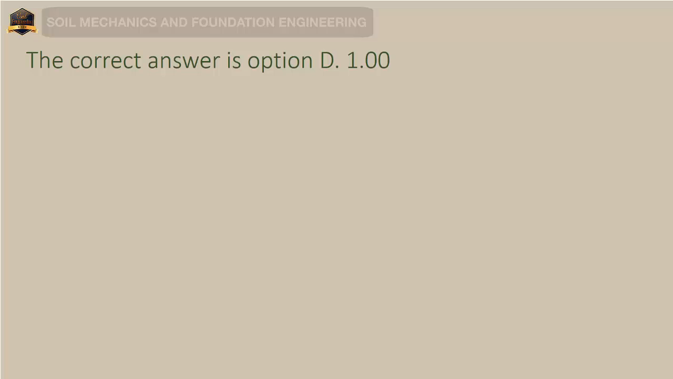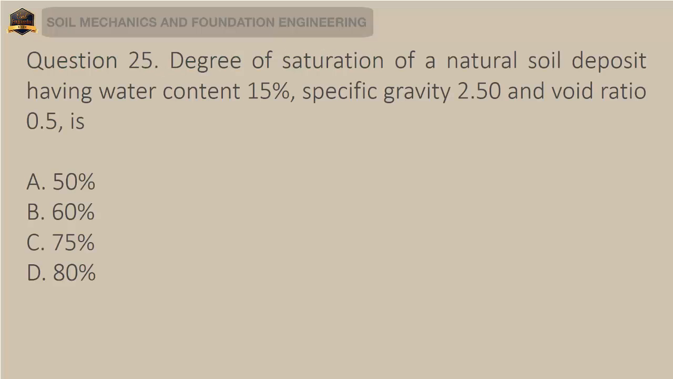Question 25. Degree of saturation of a natural soil deposit having water content 15%, specific gravity 2.50 and void ratio 0.5, is A. 50%. B. 60%. C. 75%. D. 80%.